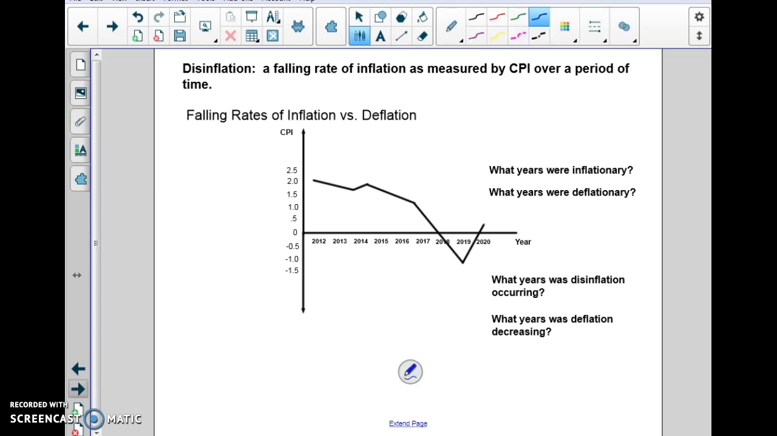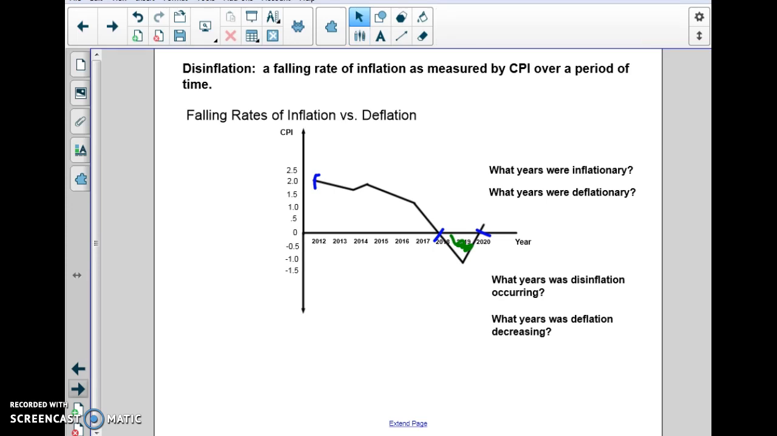So if you see here on the graph, and I'm going to go through this really quick, the CPI, you can see what years were inflationary. Well, from here to here and then here on up, you have inflation. Prices are rising to some extent.